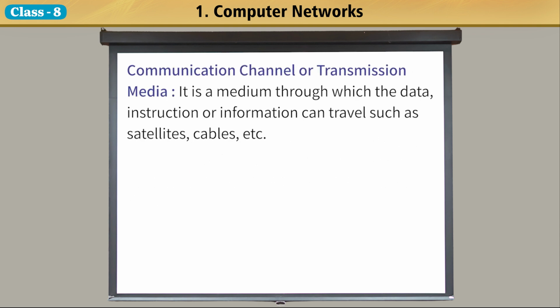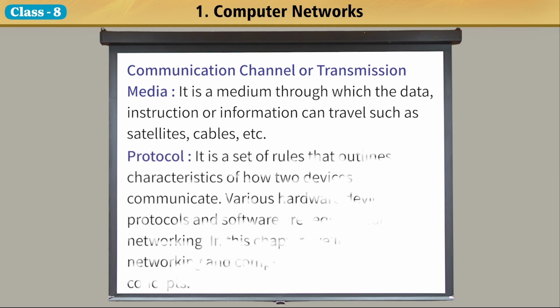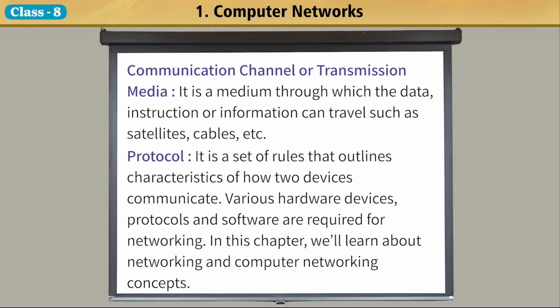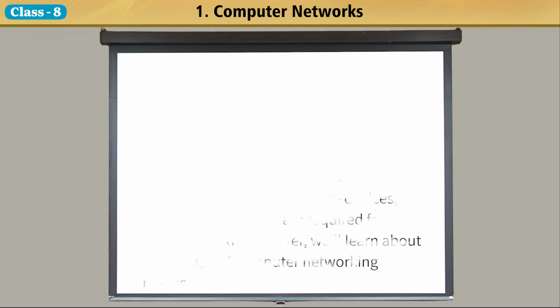Communication channel or transmission media. It is a medium through which the data, instructions, or information can travel, such as satellites, cables, etc. Protocol. It is a set of rules that outlines the characteristics of how two devices communicate. Various hardware devices, protocols, and software are required for networking. In this chapter, we'll learn about networking and computer networking concepts.